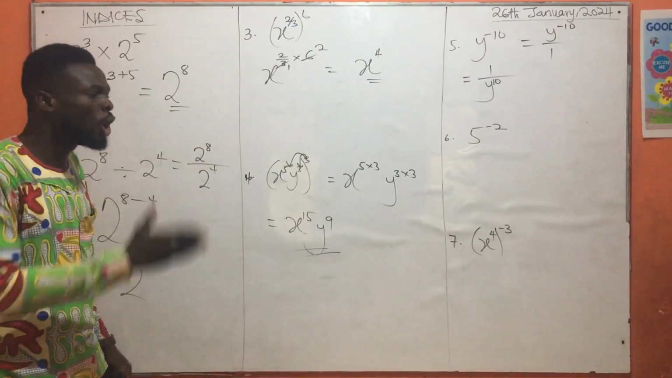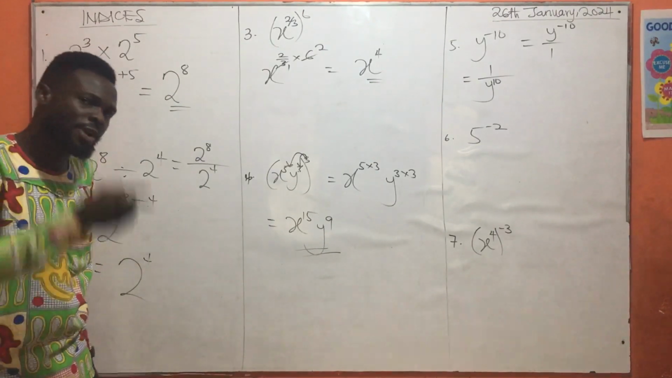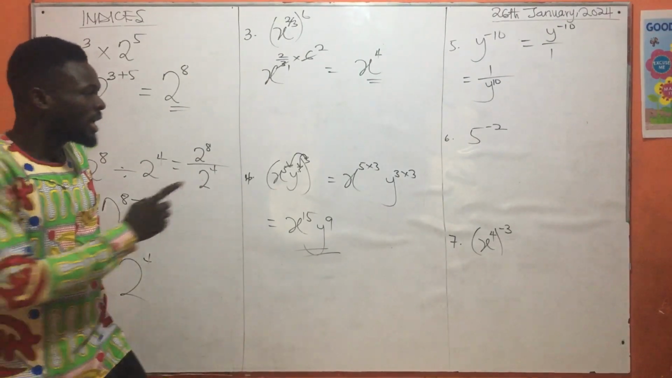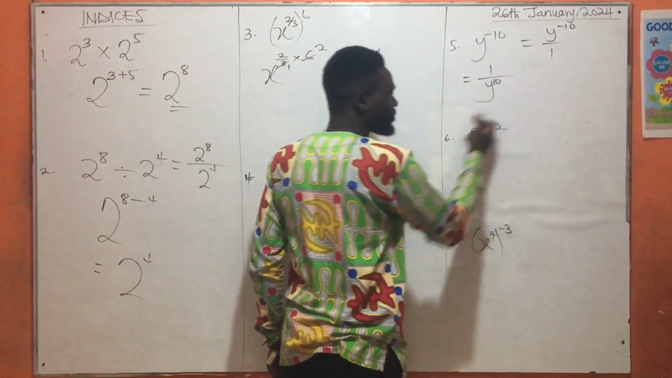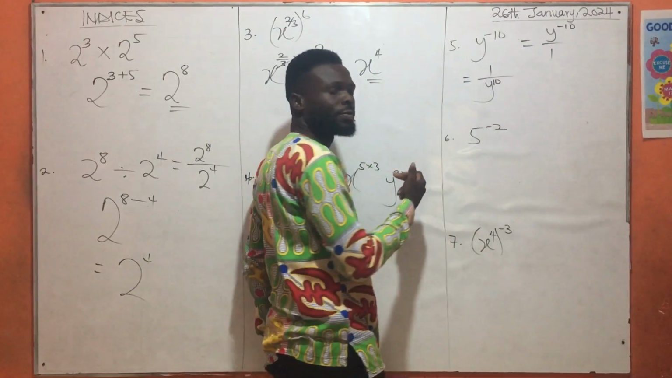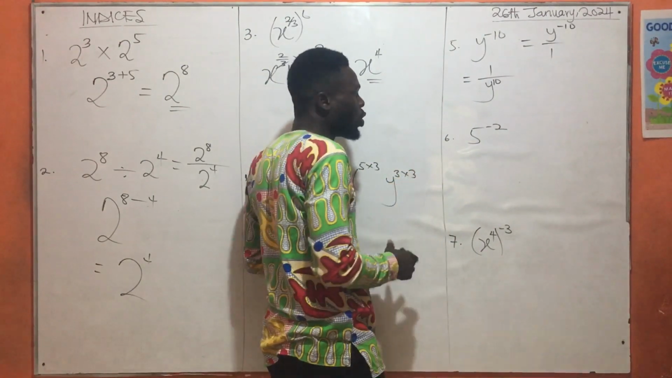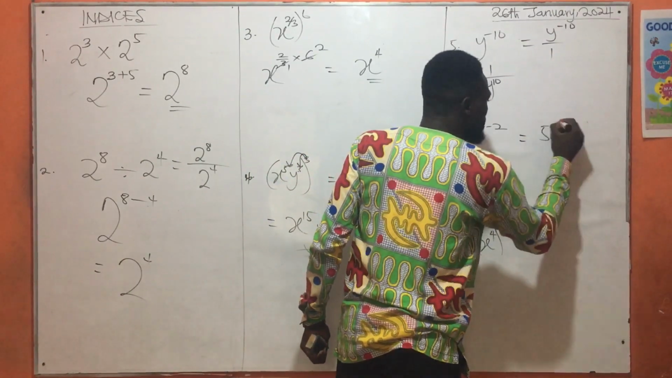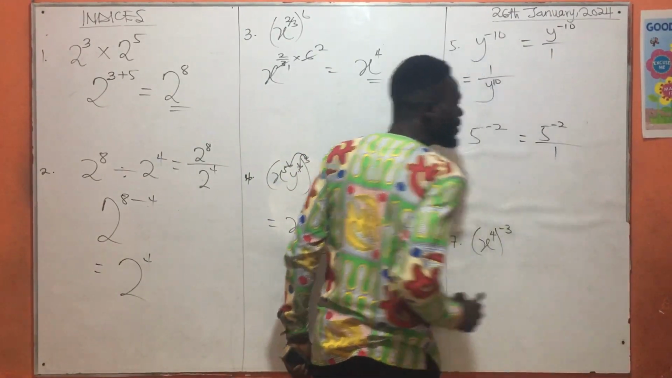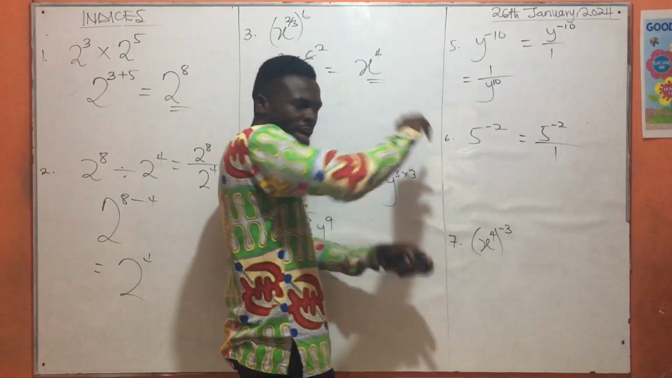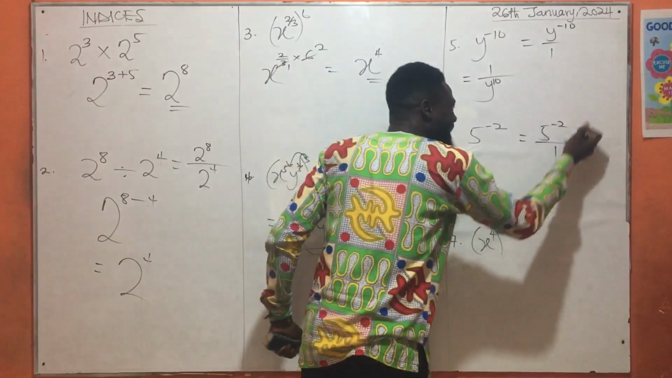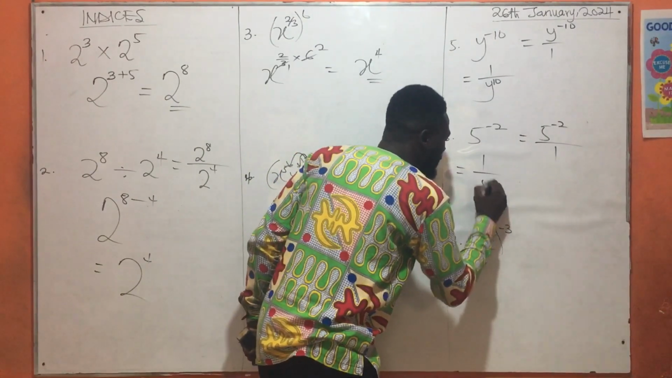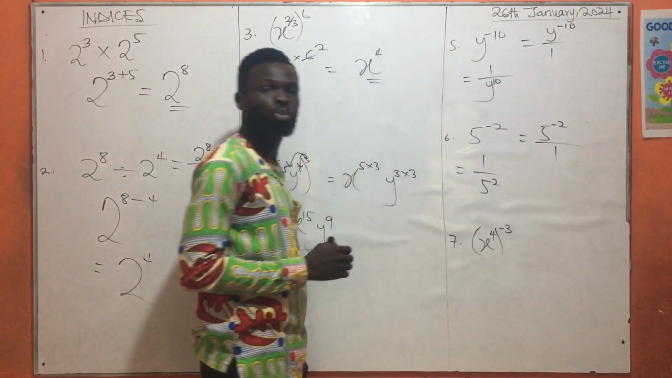We need to know the laws. Very, very important. Now when you look at this, it is an example of the fifth law. So this basically is 5 raised to the power negative 2 over 1. I need to reciprocate it so that I can get rid of the negative. That is going to give you 1 over 5 raised to the power 2.